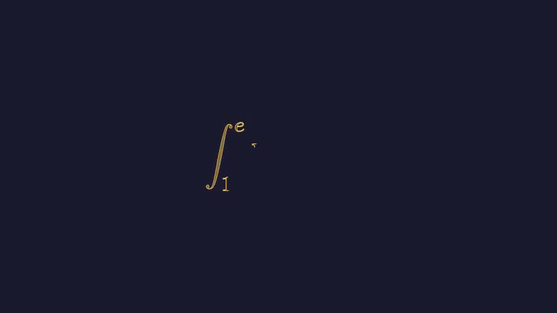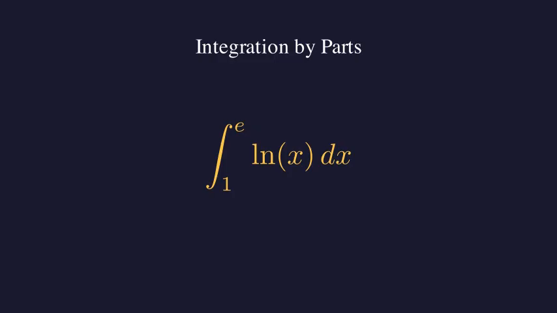When you see the integral of the natural log of x from 1 to e, your first instinct is likely to reach for integration by parts. It is the standard textbook method, setting u equal to the natural log of x and dv equal to dx. But there is a much more elegant visual way to solve this problem that requires no complex formulas, relying instead on the beautiful geometry of inverse functions.